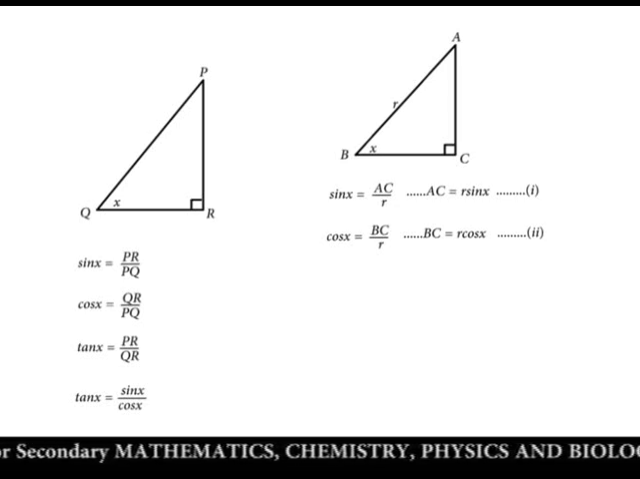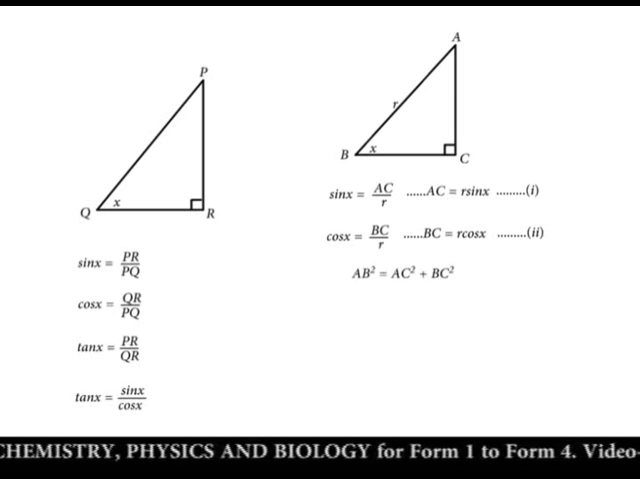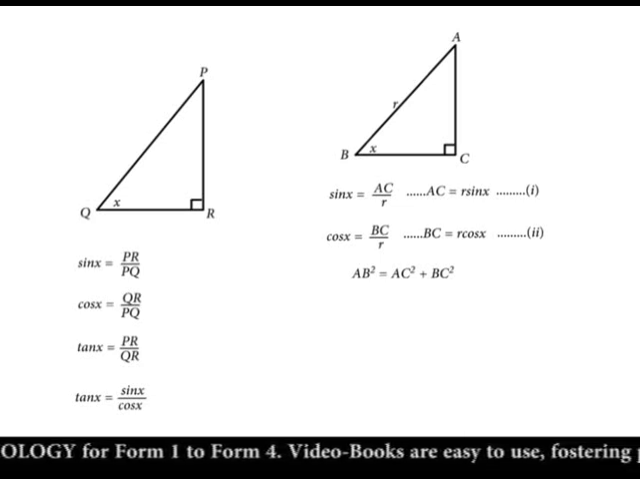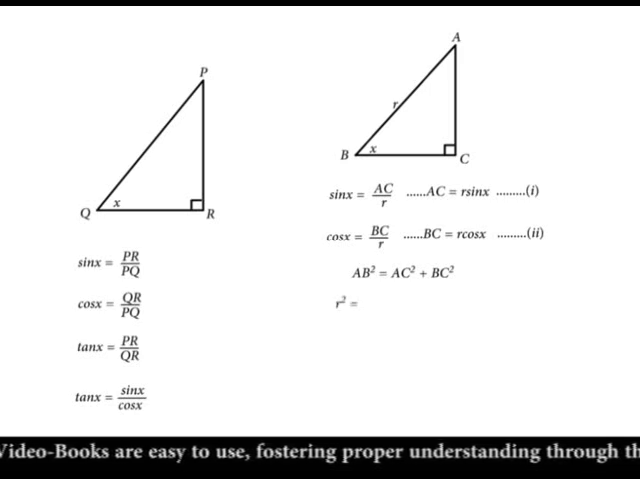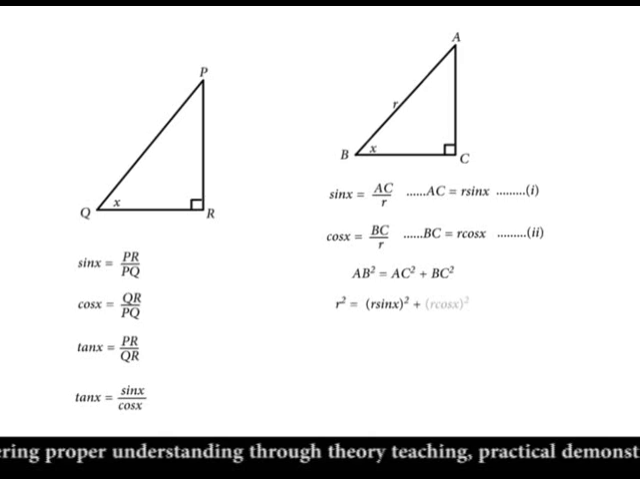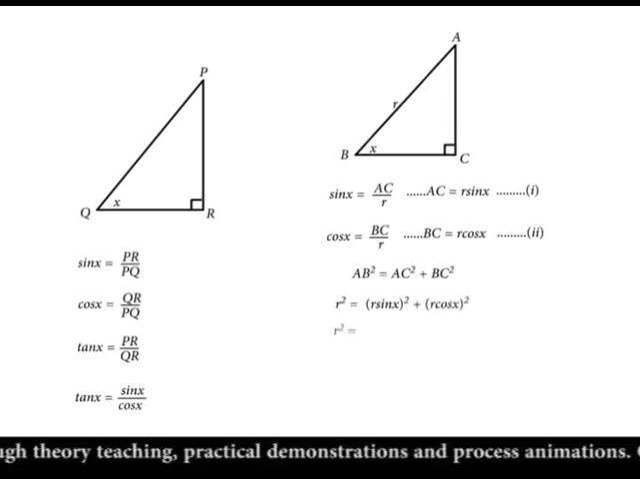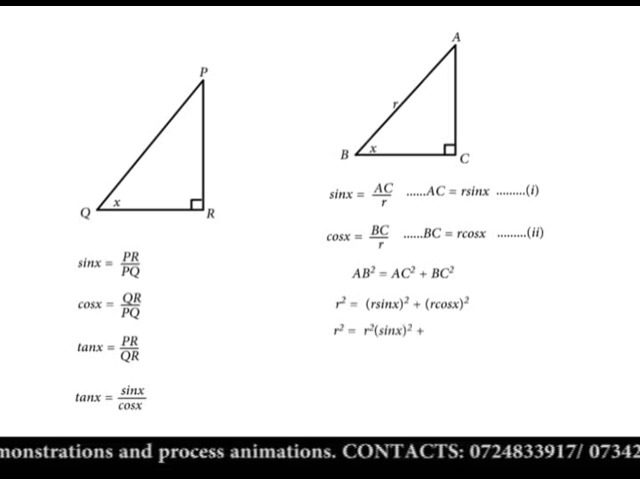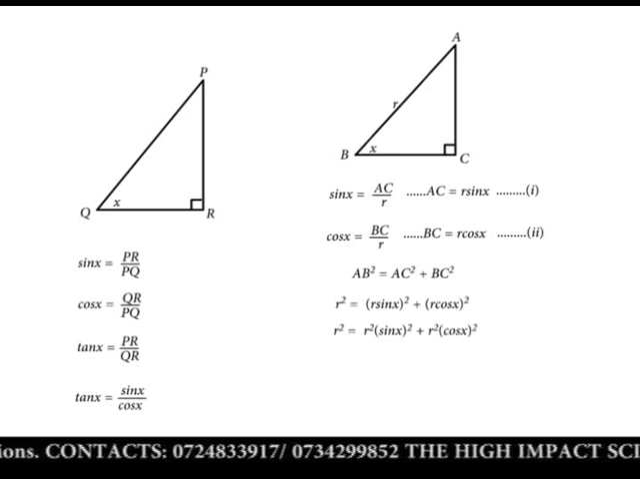Using Pythagoras theorem, AB squared is equal to AC squared plus BC squared. Substituting the values of AB, AC and BC, we get R squared is equal to R sin X squared plus R cos X squared. That gives us R squared is equal to, opening those brackets, R squared times sin X squared plus R squared cos X squared.